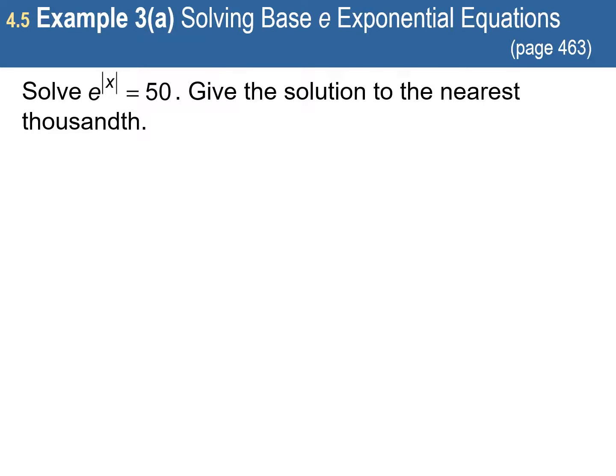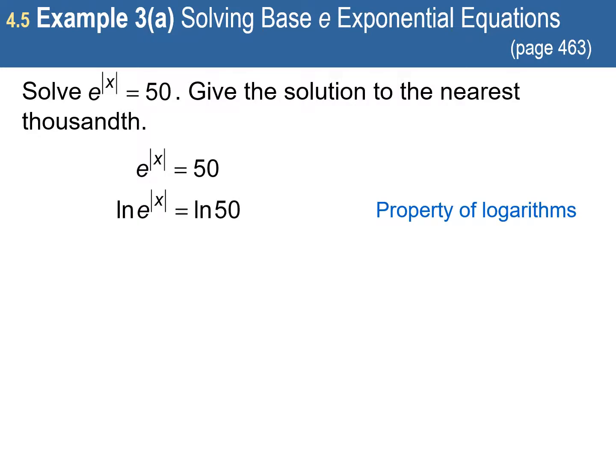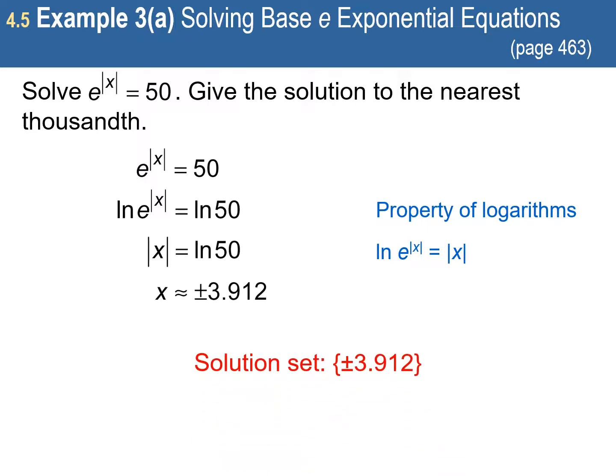So solve e to the absolute value of x is 50. So I want to take the natural log of both sides. So the absolute value of x is equal to the natural log of 50. So x is plus or minus 3.912. So my solution set is plus or minus 3.912.